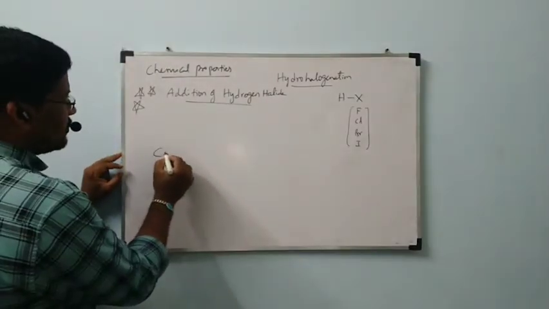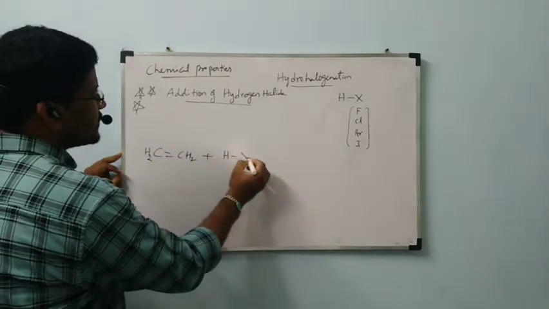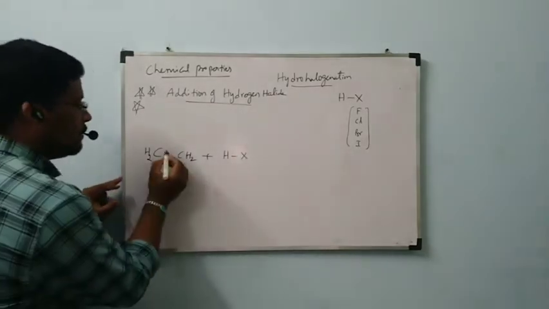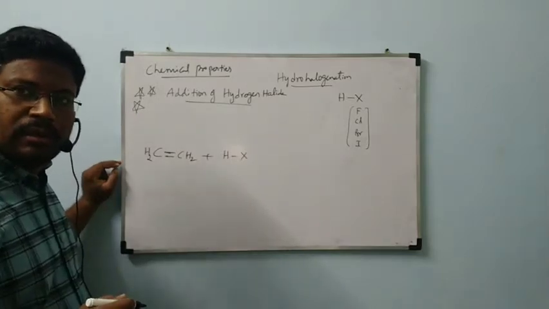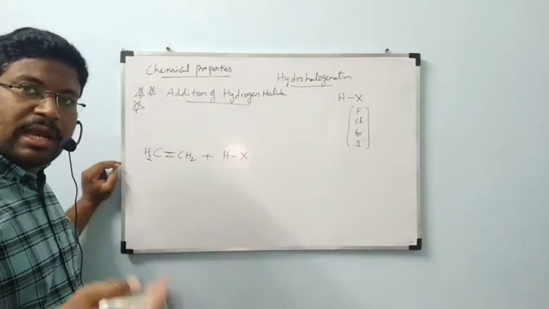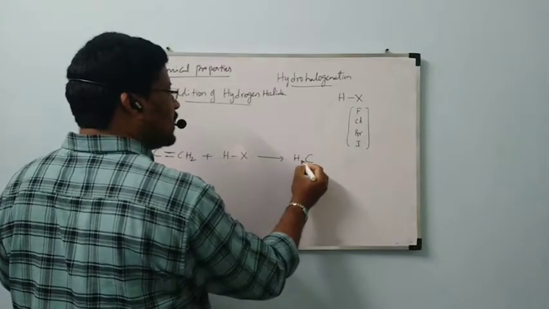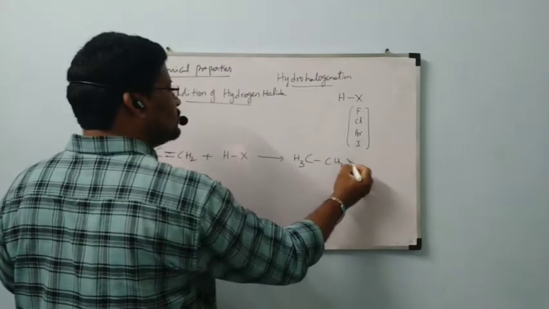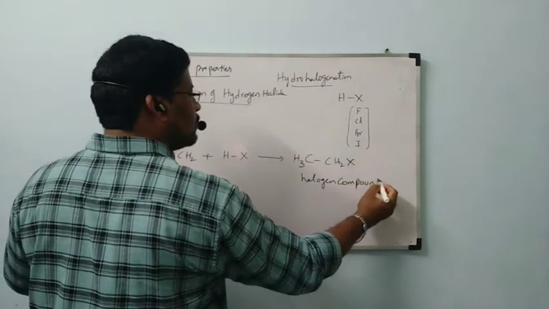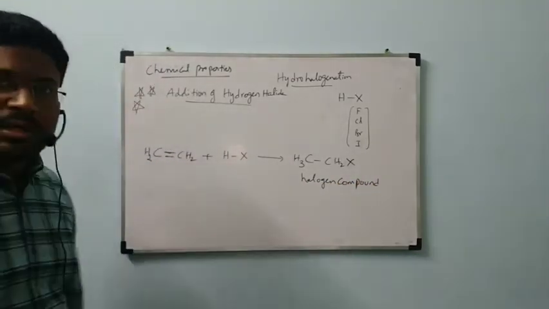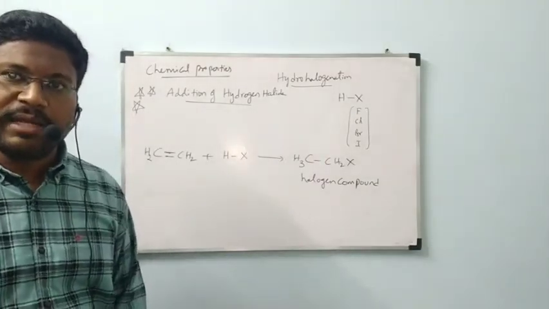Now, alkenes will undergo reaction. CH2 double bond CH2 will undergo reaction with HX. Between the carbons a double bond is present; the pi bond gets broken, and one carbon is added with hydrogen and the other carbon is added with X to form CH3 single bond CH2X, a halogen compound. It is a simple reaction only, but the applications are very important. That's why it is a very important reaction.